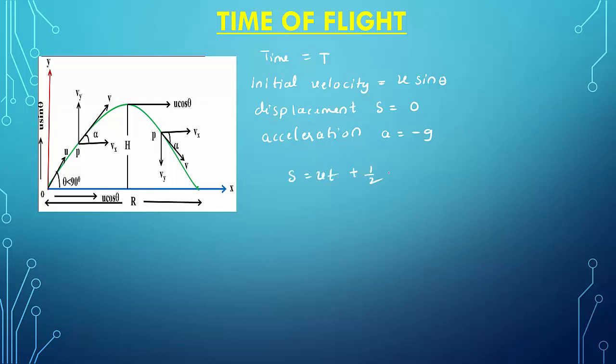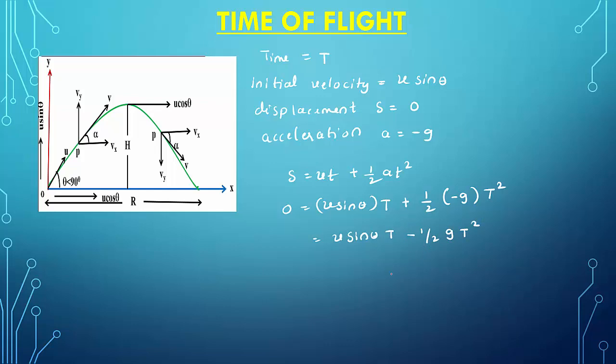S equal to ut plus half at square. This is the suitable equation. Displacement is 0. u is the initial velocity component, we can take u sine theta. Time of flight is capital T, plus half. In place of a, minus g we can write, and this is t square. Solving this equation, u sine theta t plus into minus will be minus half gt square.